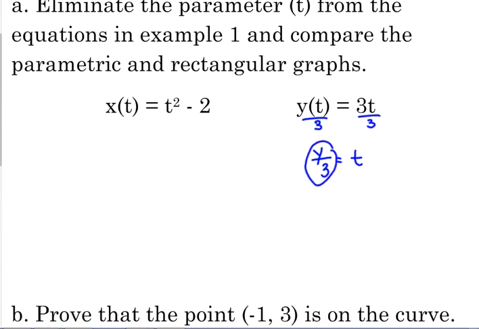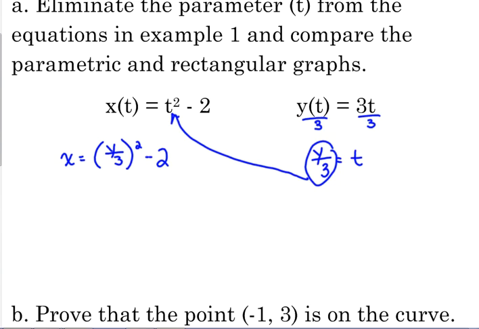We are going to go over here and we're going to plug that into the other equation for t. Same deal here. We're going to leave off the of t notation. We're just going to write that x of t as x. So we replace the t with y over 3.